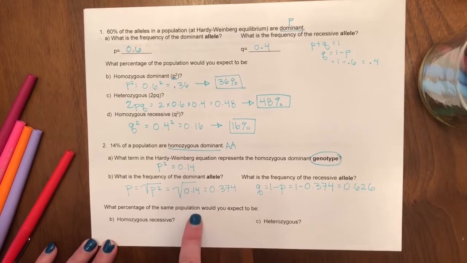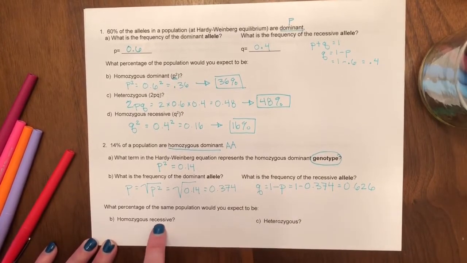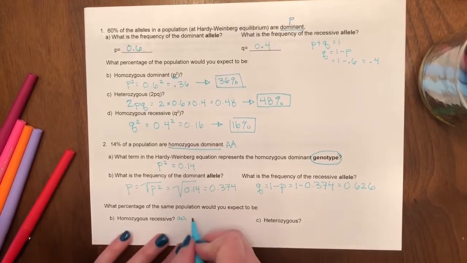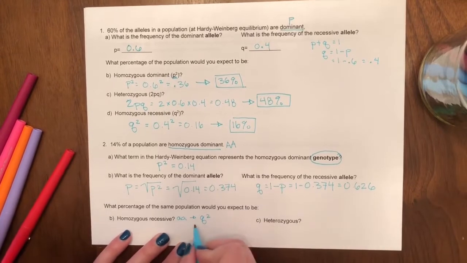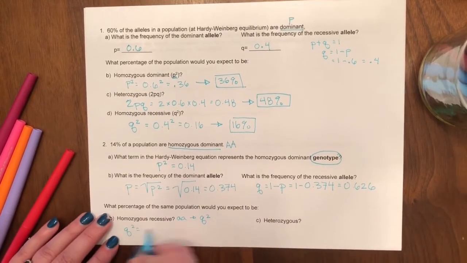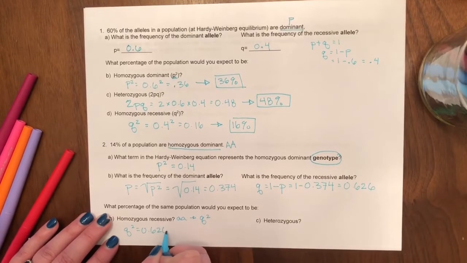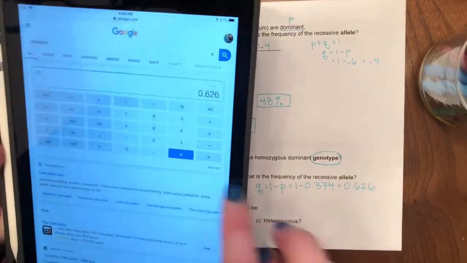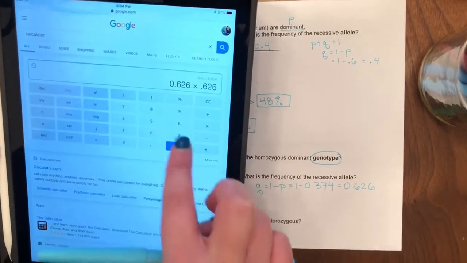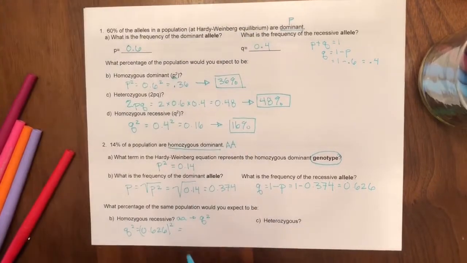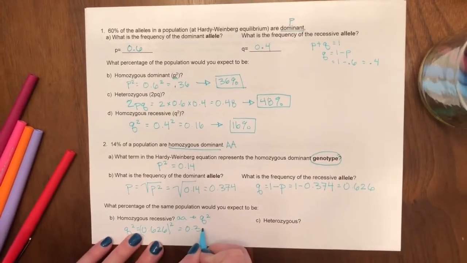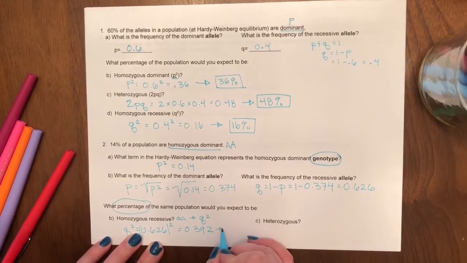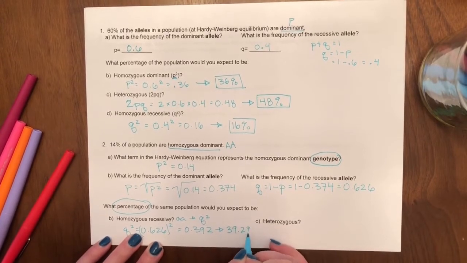What percentage of the same population would you expect to be homozygous recessive? Homozygous recessive, well, that would be like little a, right? But in Hardy Weinberg terms, we're going to write Q squared. So Q squared is 0.626 squared. So let's plug that in. 0.392. Remember, the question's asking us for percent, so we're going to want to convert this to a percent. 39.2%.